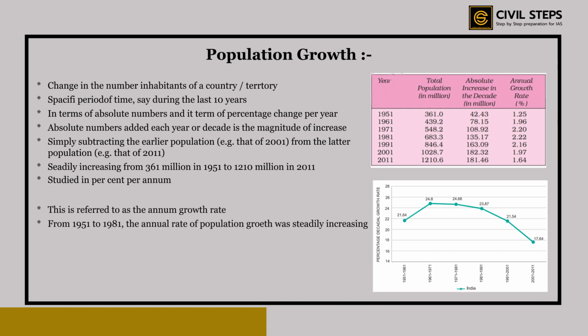From 1951 to 1981, the annual rate of population growth was steadily increasing, which explains the rapid increase in population from 361 million in 1951 to 683 million in 1981. Since 1981, however, the growth rate started declining gradually.